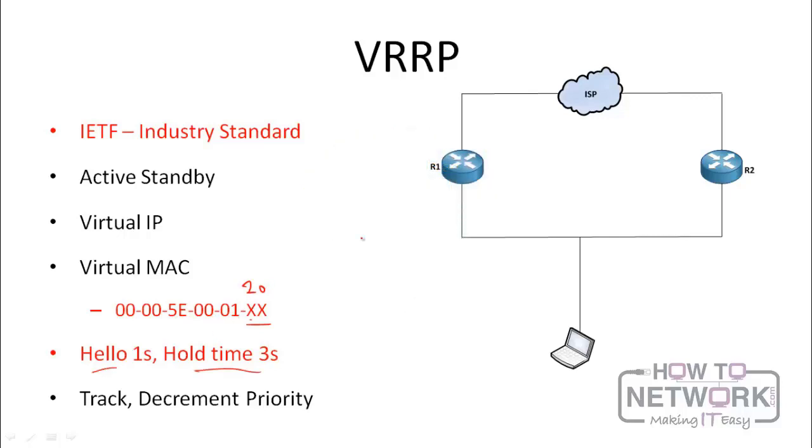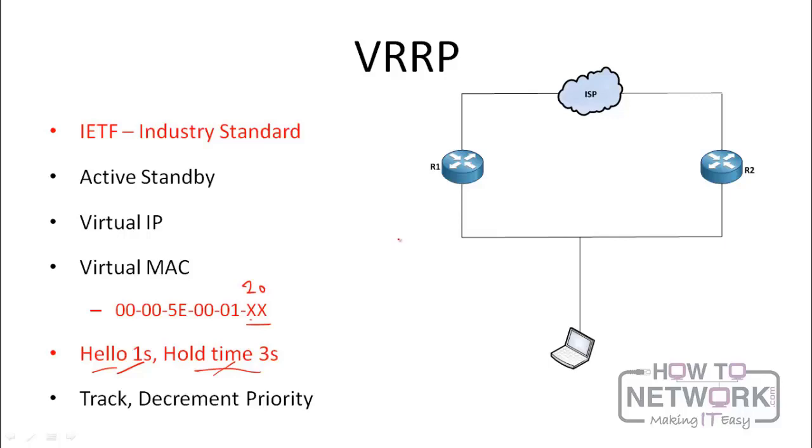And the third major difference between VRRP and HSRP is that VRRP has a hello timer of 1 second and a hold timer of 3 seconds. So by default, VRRP is faster than HSRP. We can always configure the hello timers and the hold timers, so that's not really a big difference. But if you use the default timers, then VRRP will be faster than HSRP in the sense that it would take HSRP 10 seconds to know that a router is down, but with VRRP, it only takes 3 seconds.